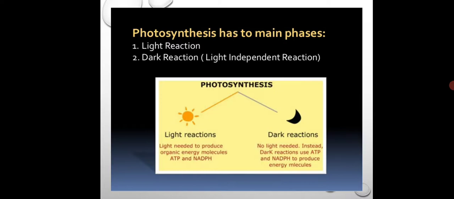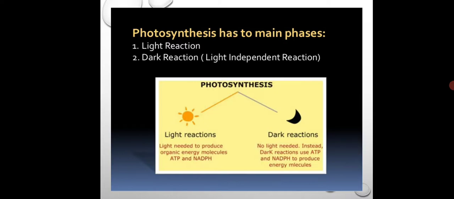The scientist Melvin Calvin discovered this cycle, hence the name Calvin cycle. It is also known as the C3 pathway. Why it is known as the C3 pathway, I'll tell you within just a few minutes. It is a type of photosynthesis.